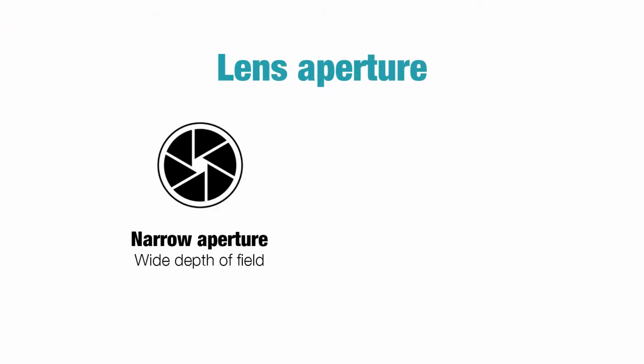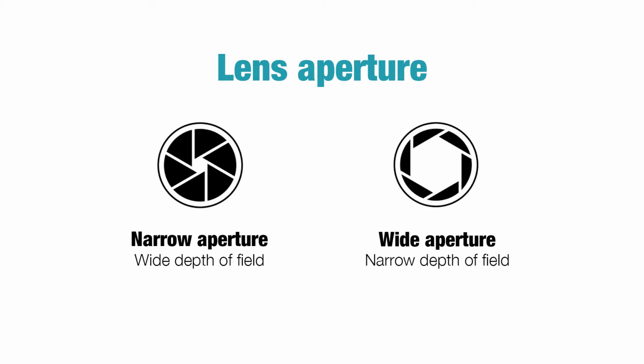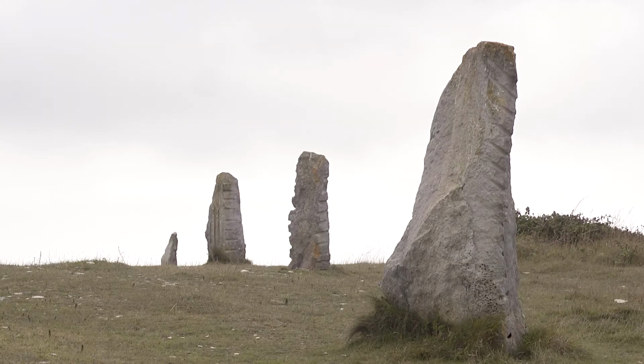Now, depth of field is influenced by two things. It's influenced by camera to subject distance, and it's also influenced by the focal length of the lens that I'm using. However, it is controlled by lens aperture. A small aperture will give you a large depth of field, large f number, large depth of field. A wide aperture will give you a small depth of field, small f number, small depth of field. And I'm going to demonstrate that now using this row of standing stones.